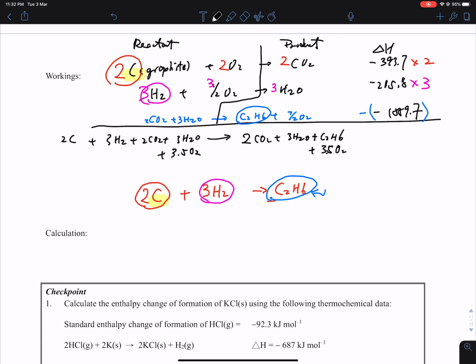Whenever you see something repeating, delete the repeating. So the remaining stuff will be 2 carbon, 3 hydrogens, and C2H6. Okay, all right, let's check. This is actually the same as the target equation that we need to calculate.